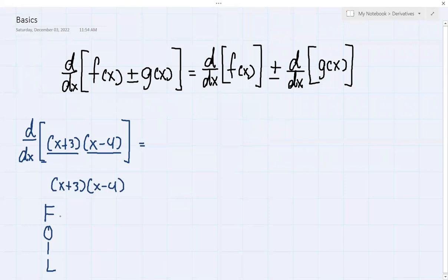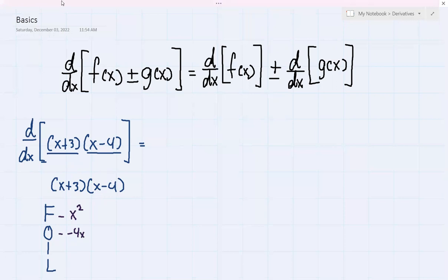So let's start first with the F. Yun yung the first terms. So i-multiply natin yung mga first terms, which is yung x and x. So x times x is x squared. Next, yung O, the outer terms. So, we're going to multiply yung basically nasa outer part nila, which is si x at saka si negative 4. Siya yung nasa outer part. So, therefore, we will multiply negative 4 times x. So, we will have negative 4x.